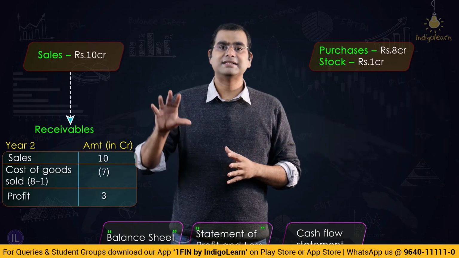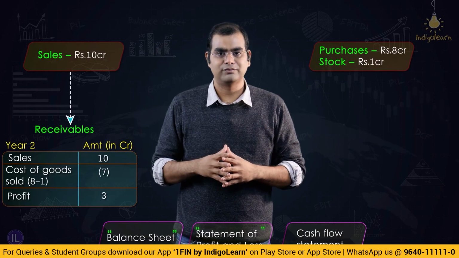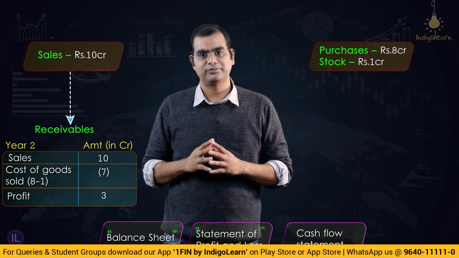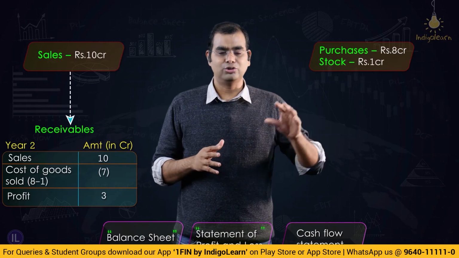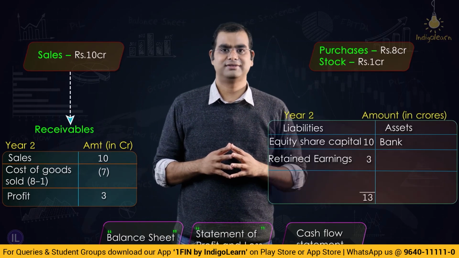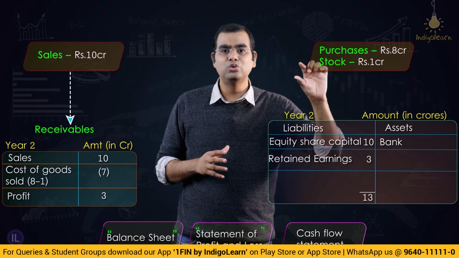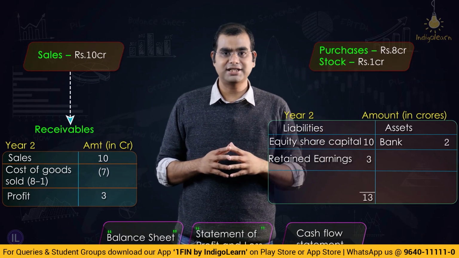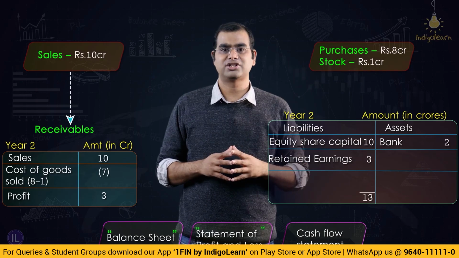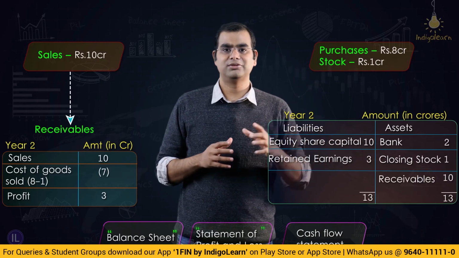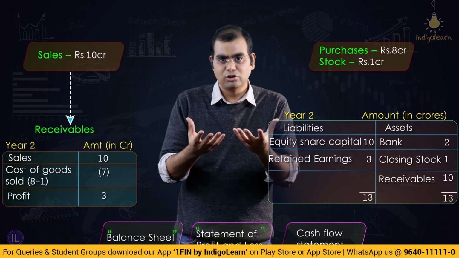But this entire 10 crores of money is not yet received by you. So, you don't have the entire 10 crores in cash. Out of the 12, only 2 is in cash. So, we had this 12 crores as cash balance, only 2 is lying as cash. 10 crores is lying as receivables, right? So, why is only 2 lying?